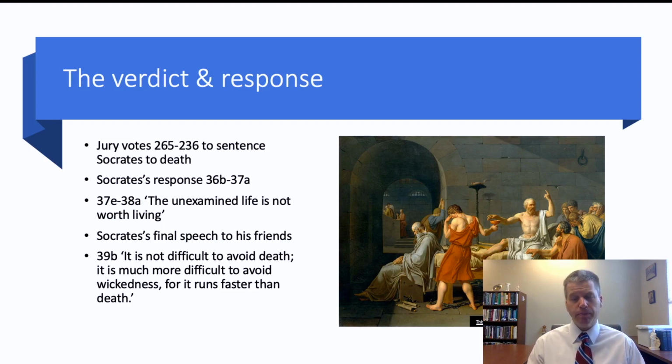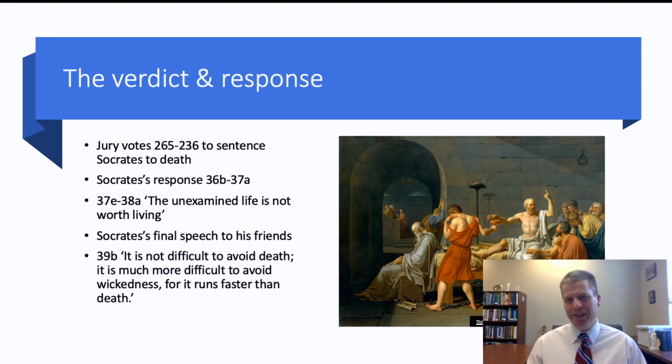Now, what's interesting, Socrates notes, is that the decision was rather small. So he says 30 votes would have made the difference. And if you do the arithmetic, the jury would have voted 265 for sentencing Socrates to death, and 236 opposing this sentence. So how does Socrates respond? Now it's just a great response. So I encourage you to read it.